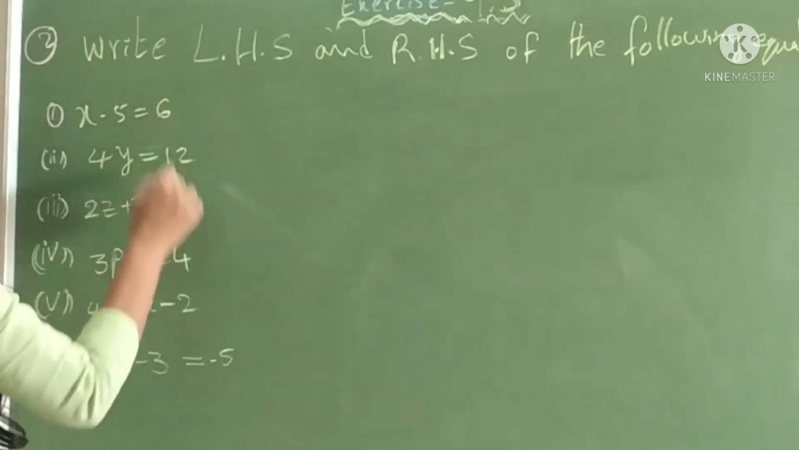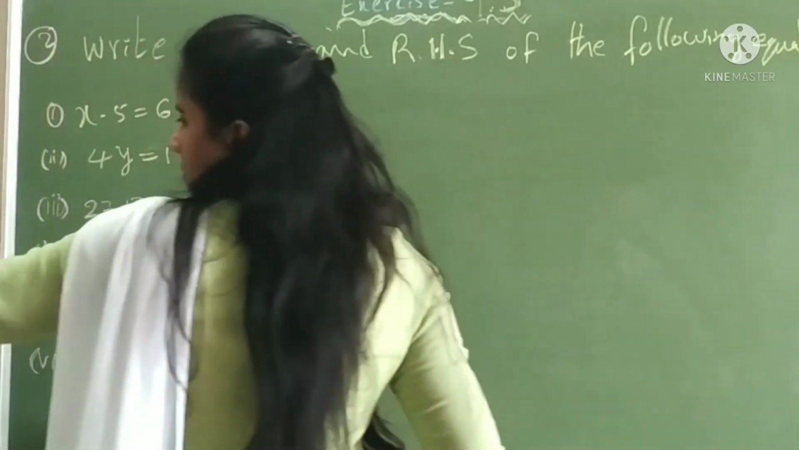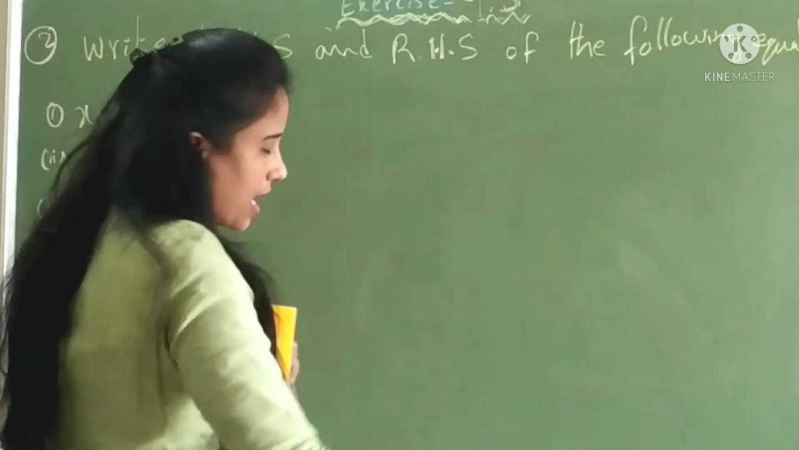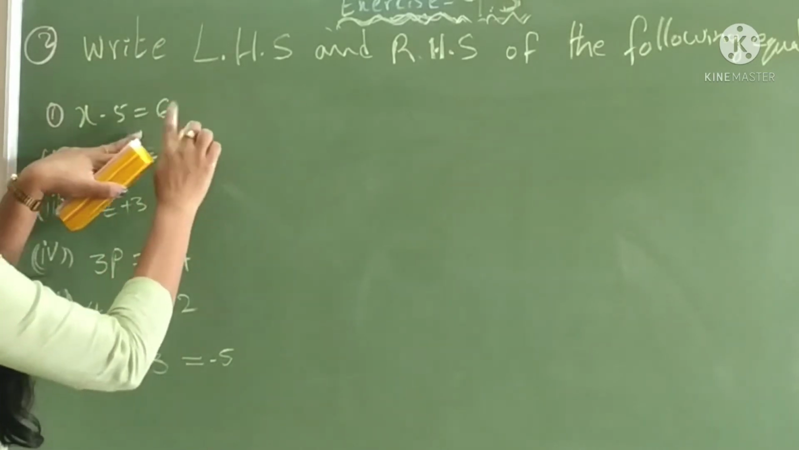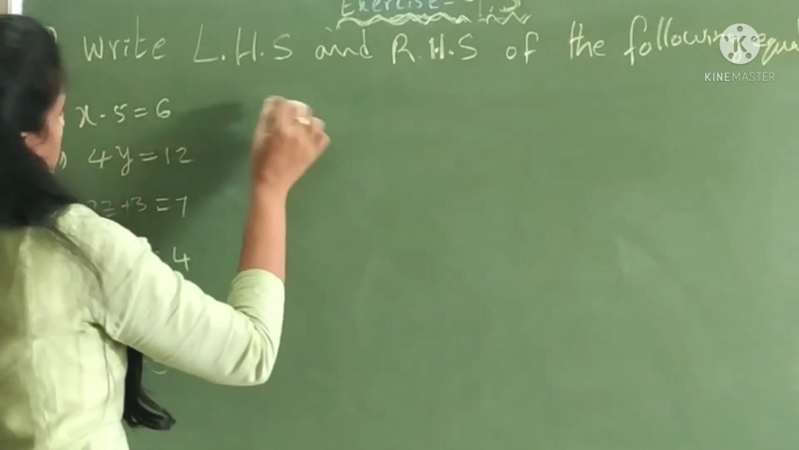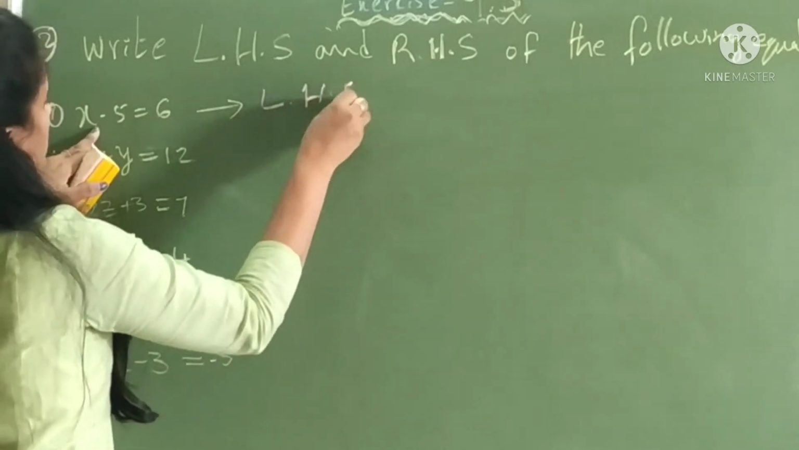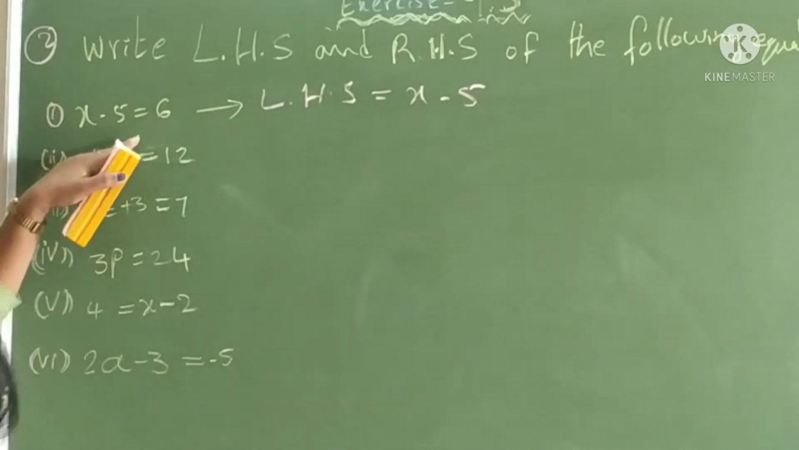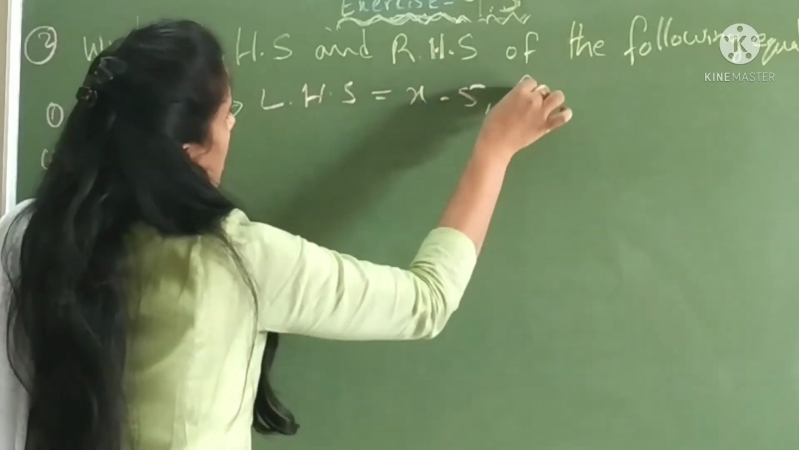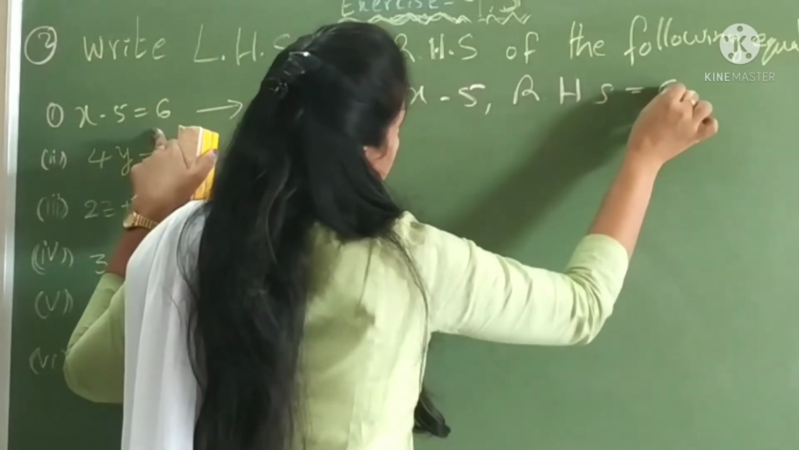x minus 5 is equal to 6. Before the equal to is the LHS, and after the equal to is the RHS. So x minus 5 is equal to 6. Before the equal to, LHS is equal to x minus 5. The right hand side of the equal to, this is RHS, is equal to 6.